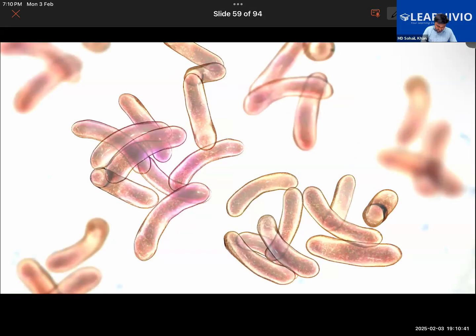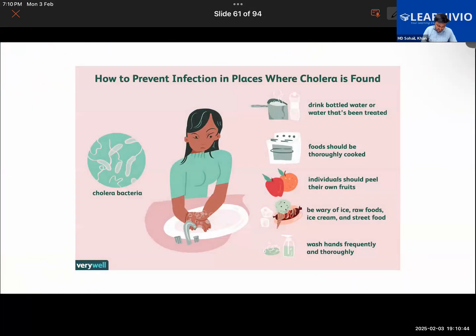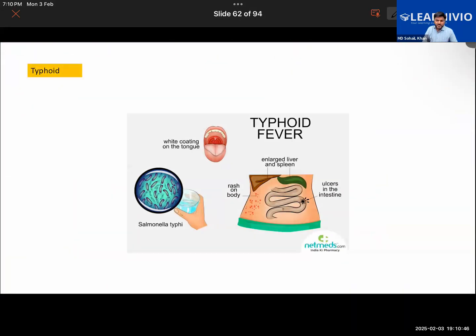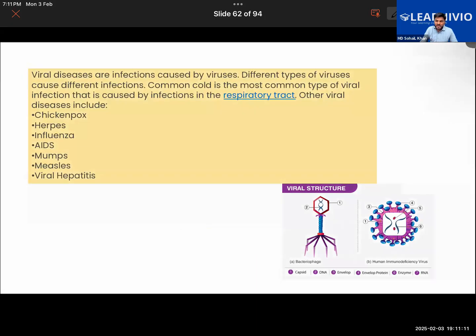Then we have also learned about some particular diseases like typhoid, which is caused by consuming contaminated water. In contaminated water, we have this bacteria called Salmonella typhi. Once the person consumes this, there can be rashes on the body, ulcers in the intestine, right? Then there could be a white coating on the tongue, and the person will be suffering from fever also. These are the symptoms of typhoid, and in order to avoid getting infected, one must consume clean and pure water, right?